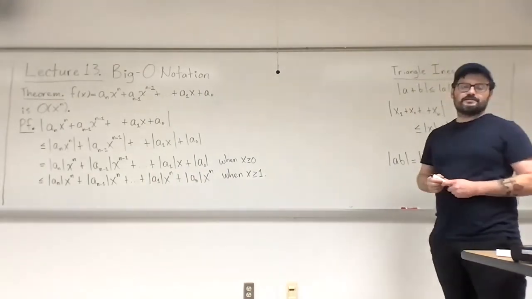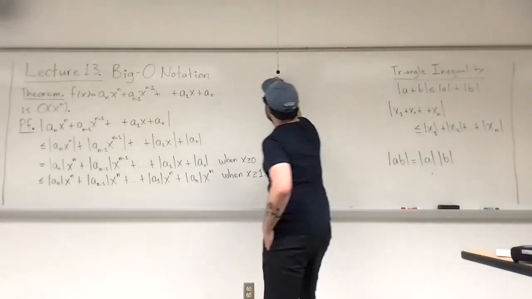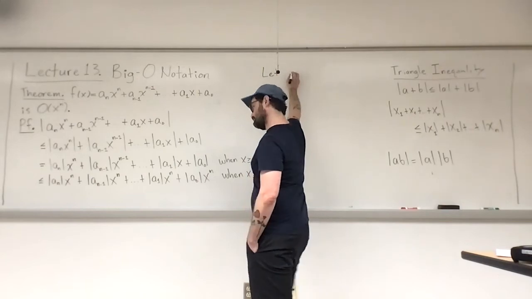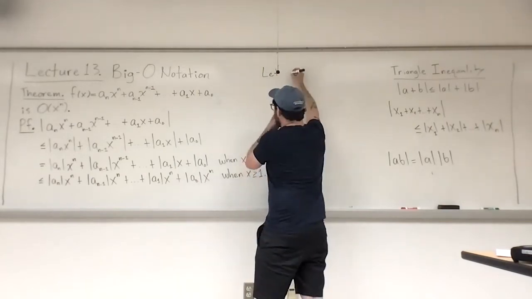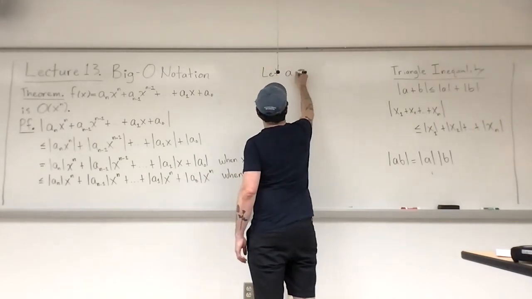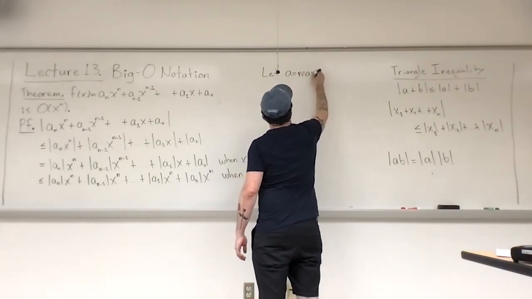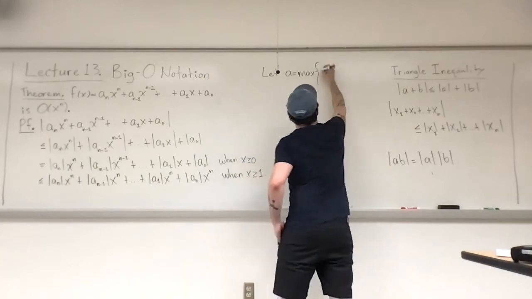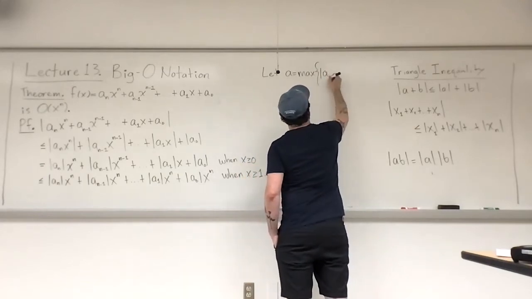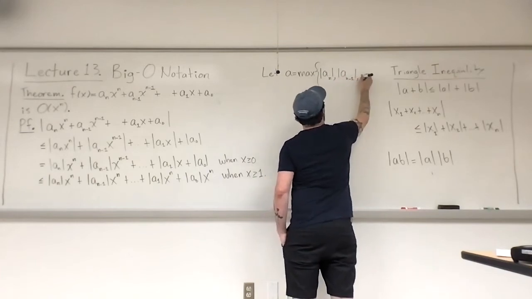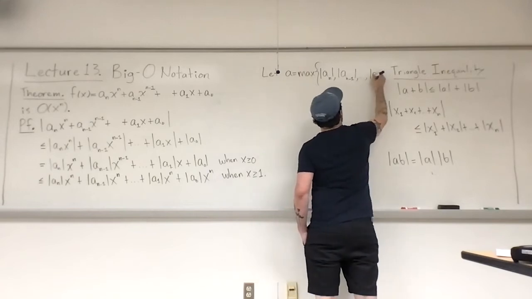Okay, so next, let A equal the max of the set: absolute value of an, absolute value of an minus 1, dot, dot, dot, absolute value of a naught.